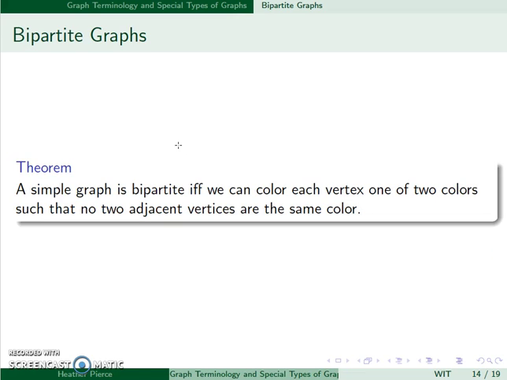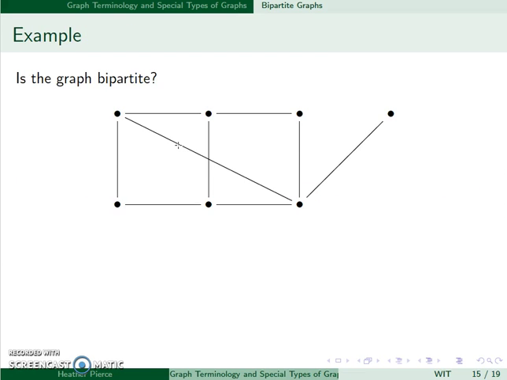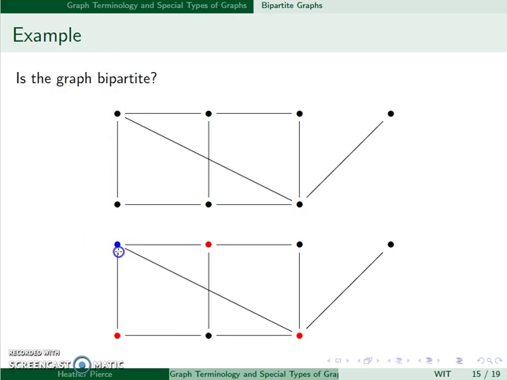In general, we can say a graph is bipartite if and only if we can color each of the vertices one of two colors, such that no two adjacent vertices are the same color. So the idea is, if we have a graph, we pick a starting point. I'm going to pick this point here, and color it. Once we do that, we take all of its adjacent vertices and color them a different color. Now we take all of the vertices adjacent to these new red ones, and color them back to the first color, which is blue.